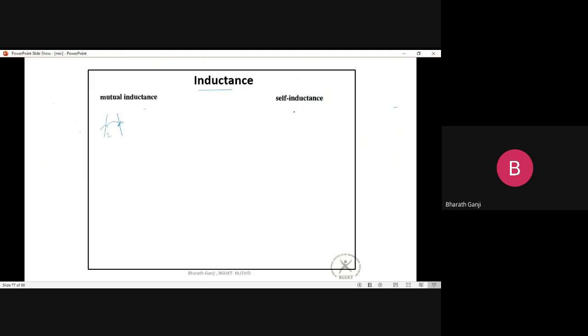Self inductance is something like this: whenever you connect your battery to a solenoid, of course you might also have a resistor. Before connecting the circuit, you can see that your solenoid does not have any magnetic fields inside it. Why doesn't it have any magnetic fields? Because initially there was no current, right? Because the switch was open, so there was no current. If there is no current, then there are no magnetic fields basically.